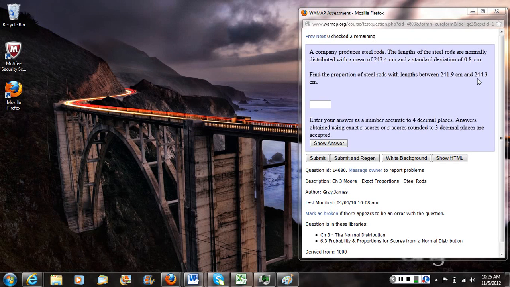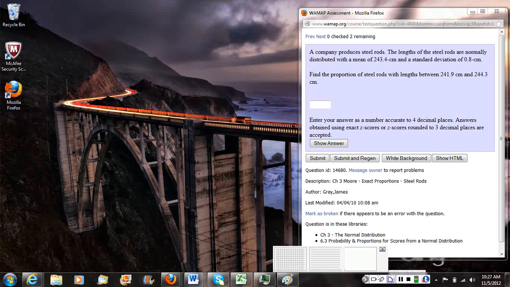And if the proportion here comes out too small, this company probably needs to go back to the drawing board and do some adjustments on its machine so it can get that standard deviation down lower. So let's take a look at how we would find the answer here, and also how we want to write up our work to show how we got the answer and to illustrate what's happening. So let's pull up our whiteboard.